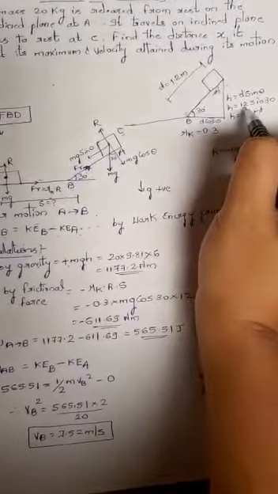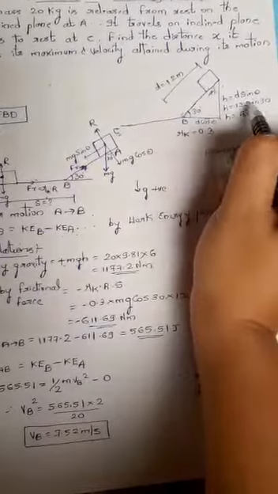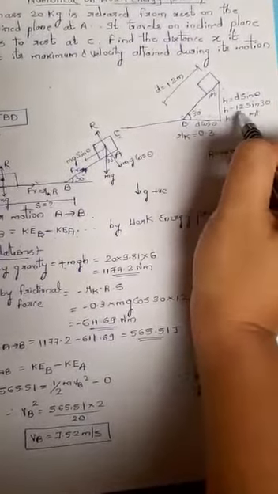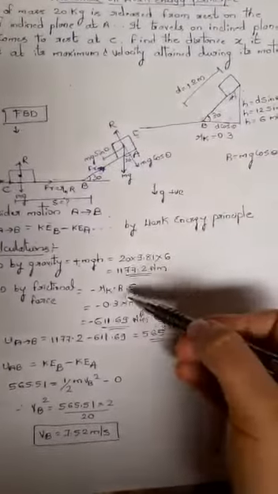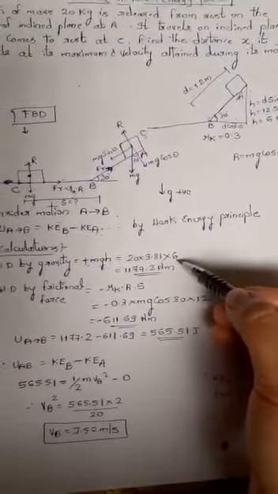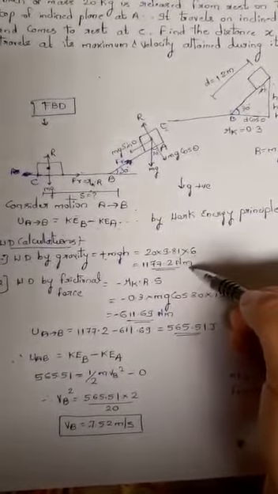So h is equal to d sine theta. Given d is 12, and the angle theta is 30. So 12 sine 30 is 6, the total height is 6. So I will substitute the value 6 here. Okay, so from this the work done by gravity is this much value.